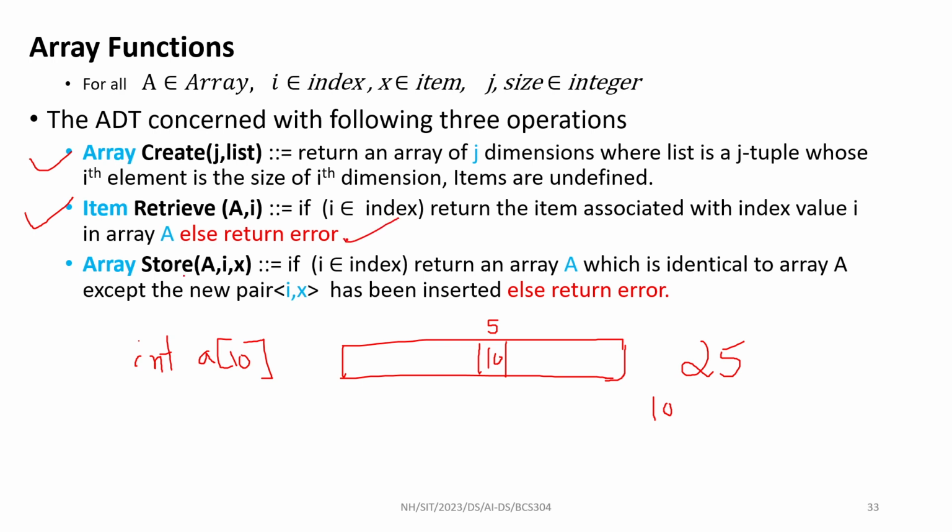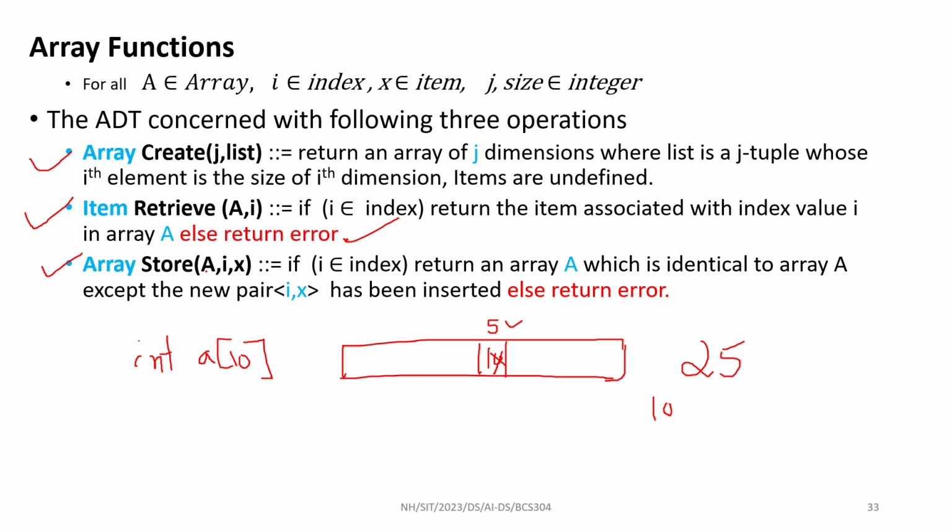Third is the store operation. I have to modify this 10 to 100, say, in the fifth place. That operation is store. Whenever you are modifying an element, something is changed in the array. That means you are going to return the modified array.